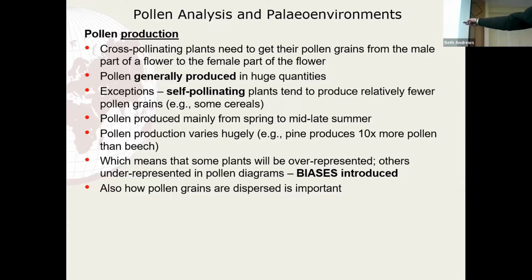So pollen is produced mainly from the spring to mid-late summer, and pollen production varies hugely. For example, pine produces 10 times more pollen than a beech tree. So we're already starting to get biases introduced into any resultant data we get from a sediment core when we analyze the pollen. And how pollen grains are dispersed is also important.